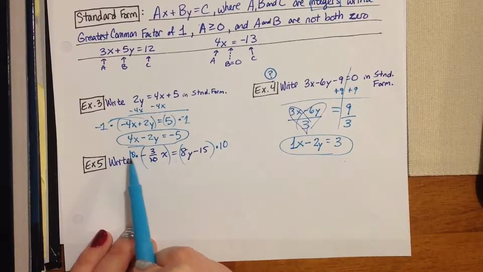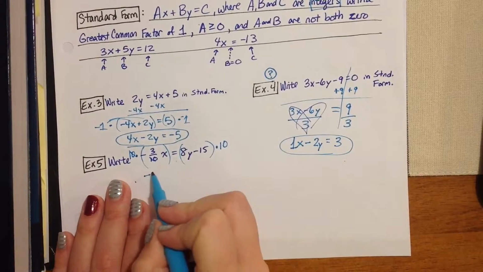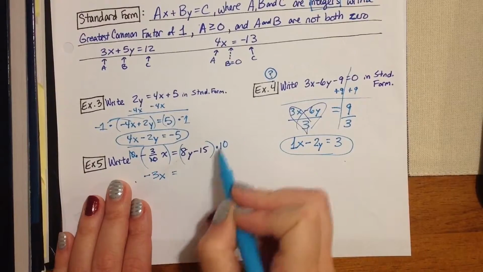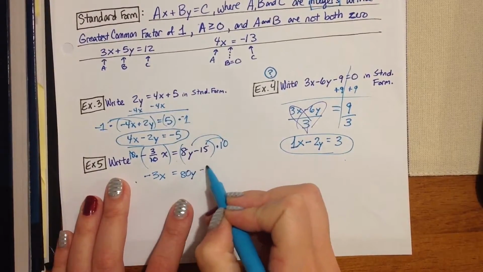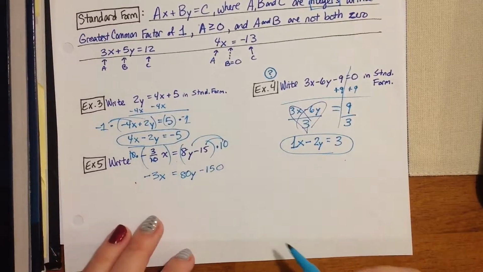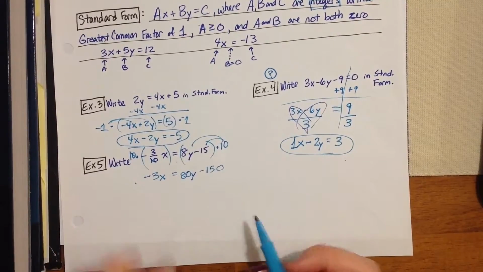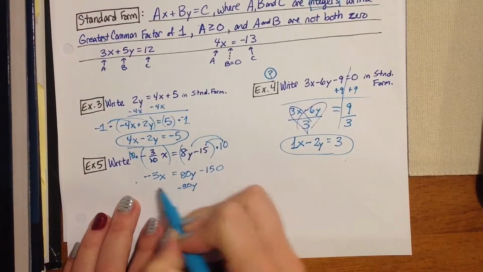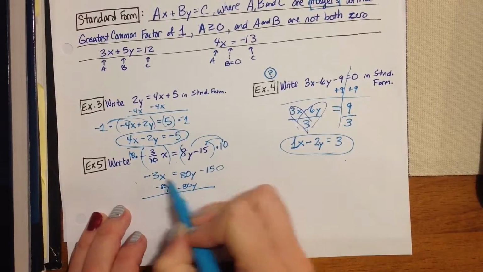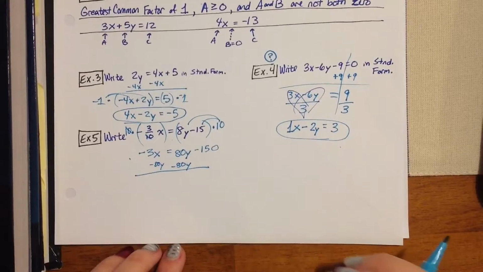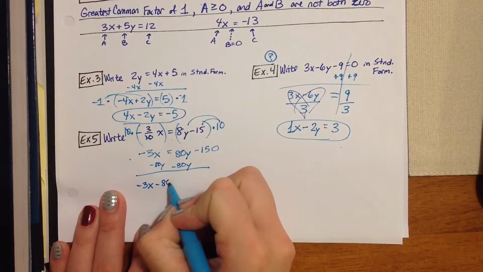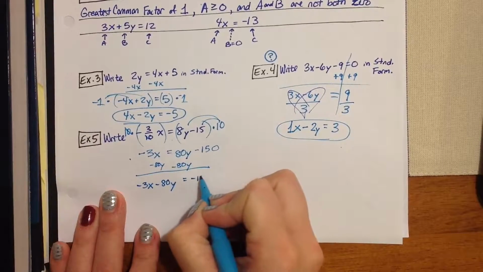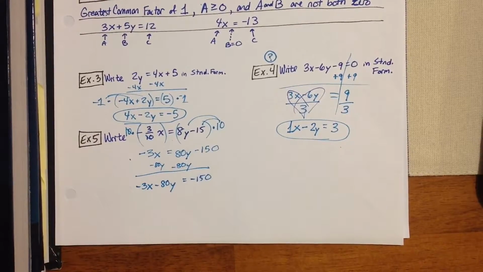Multiplying by 10 does not get rid of that negative, so I am still left with -3x equals, distribute that 10, I have 80y minus 150. I need my x and my y on the same side, so I'm going to subtract that 80y. X's and y's are not like terms, remember that. So I have -3x minus 80y equals -150. So checking my definition, I have a, b, and c are integers.